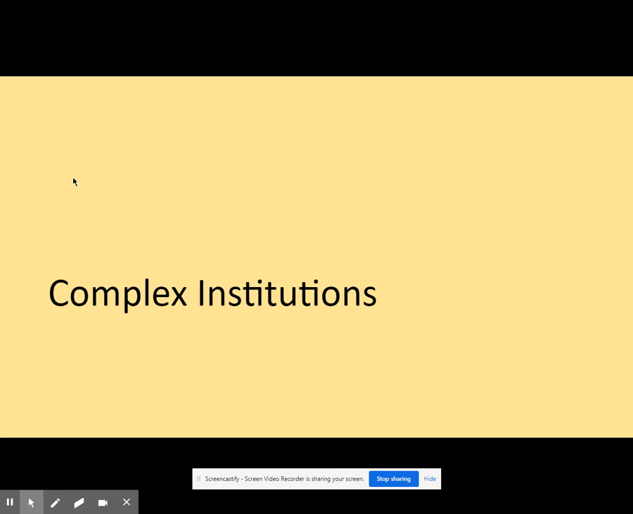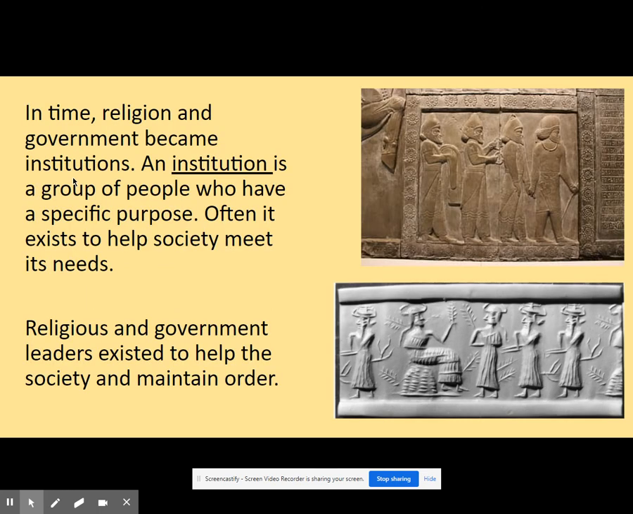Another characteristic is complex institutions. So over time, religion and government are going to become institutions. And an institution is a group of people who have a specific purpose. So these institutions are often going to exist to help society meet its needs. So we're going to start to see religious institutions and government institutions come into play. And these are actually very, very important to a civilization. And one of the key characteristics, because it shows that there are people who are going to be leaders within the societies and to help maintain order. So having an institution like a government is really important to a civilization.